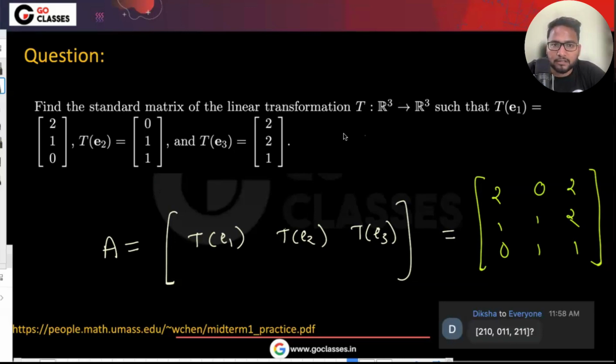Bachu Paul is saying that this T of E3 is nothing but E1 plus E2. Yeah, then these are not basis vectors actually. Okay, maybe there is some misprinting. I mean, you can just take it as two or something. One of the values you can take something else. Maybe you can take just two or something. Doesn't really matter.